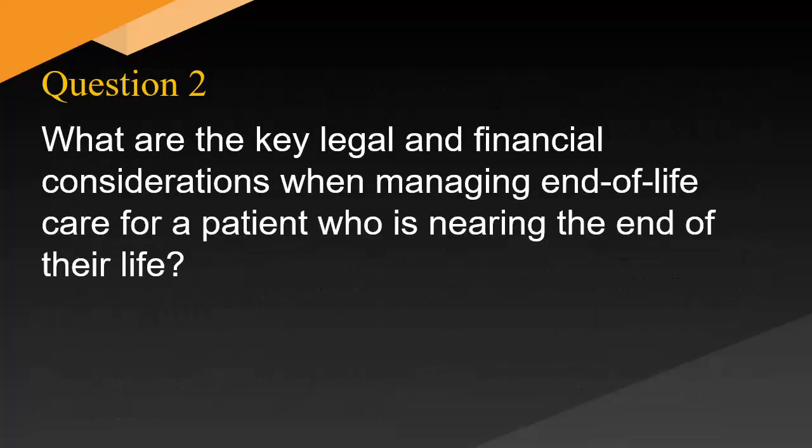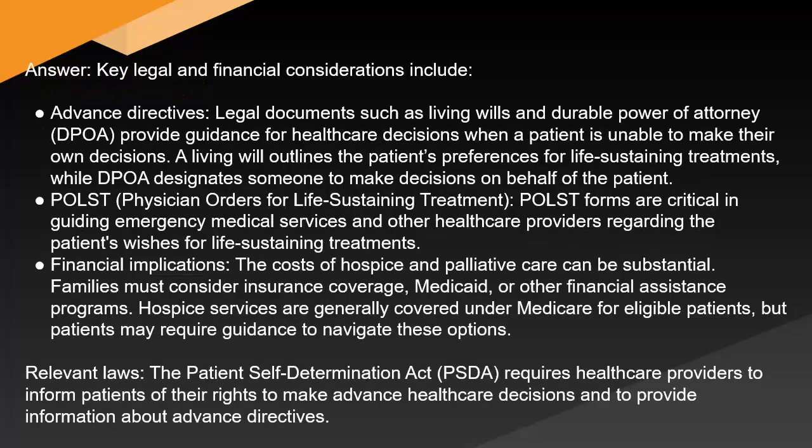What are the key legal and financial considerations when managing end-of-life care for a patient who is nearing the end of their life? Answer: key legal and financial considerations include advance directives. Legal documents such as living wills and durable power of attorney (DPOA) provide guidance for healthcare decisions when a patient is unable to make their own decisions. A living will outlines the patient's preferences for life-sustaining treatments, while DPOA designates someone to make decisions on behalf of the patient.